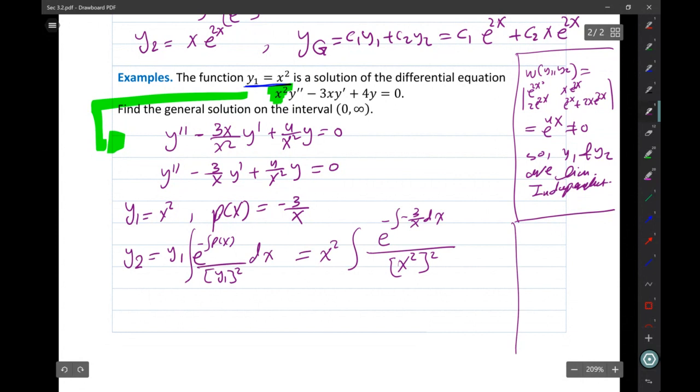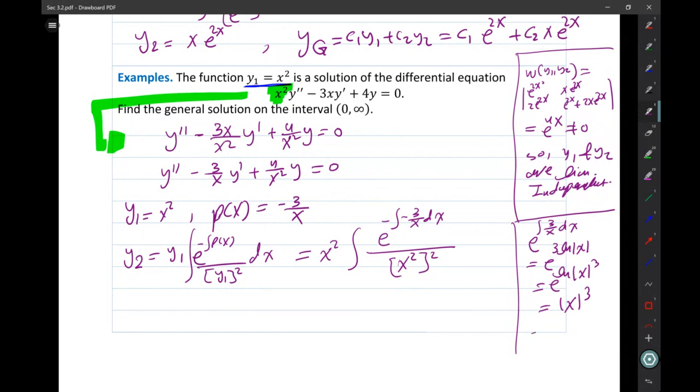Now here, the integral: e to the power minus minus becomes plus 3/x dx, which is e to the power 3 ln absolute x, which is equal to e to the power ln absolute x to the power 3, which is absolute x to the power 3. Well, here this becomes absolute, this becomes x cubed. Why x cubed?